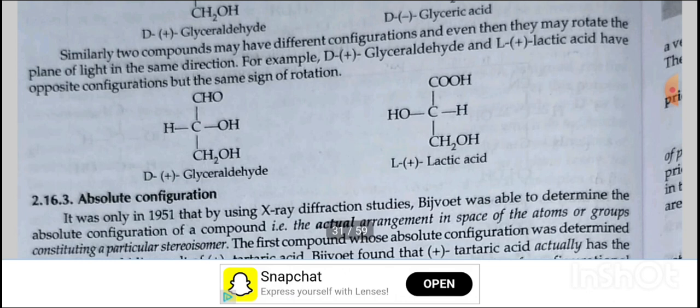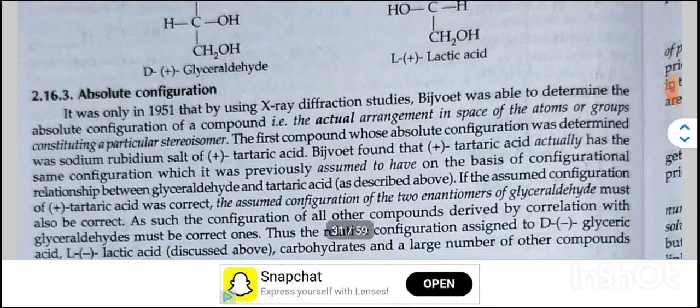For example, dextropositive glyceraldehyde and L-positive lactic acid have opposite configuration but the same sign of rotation.